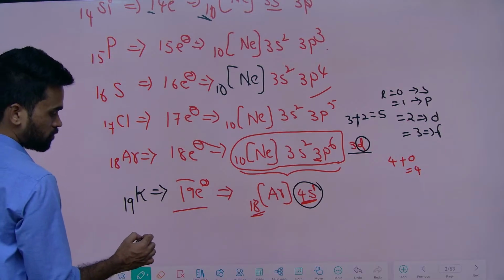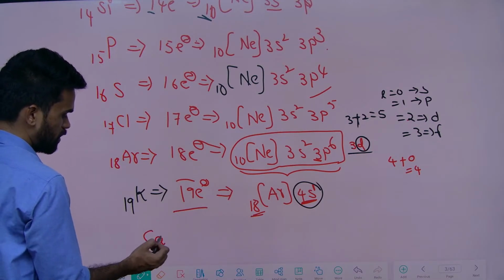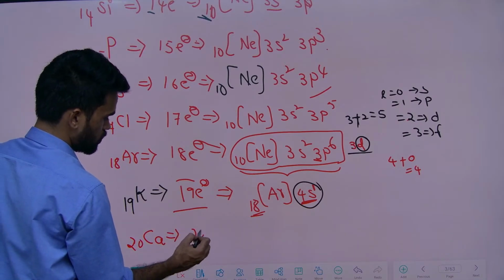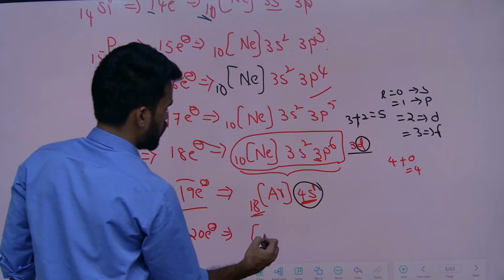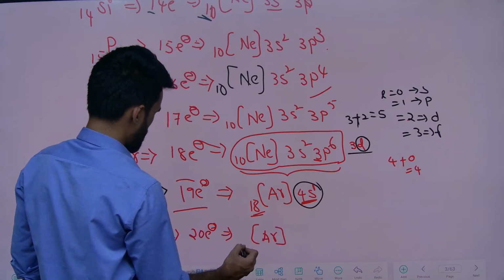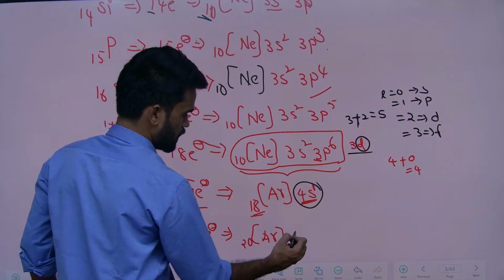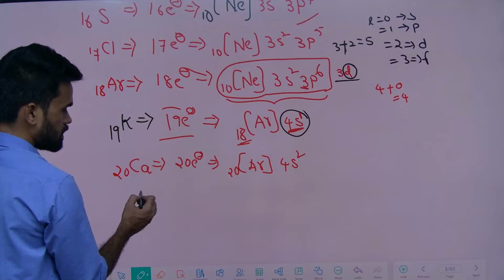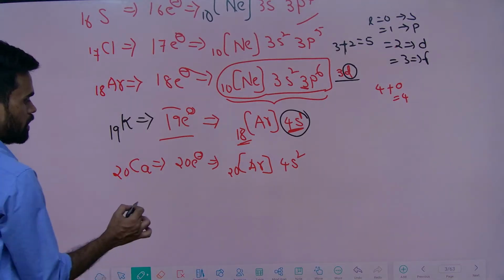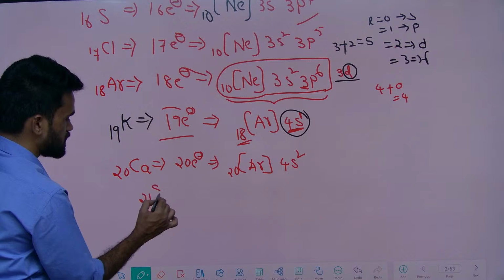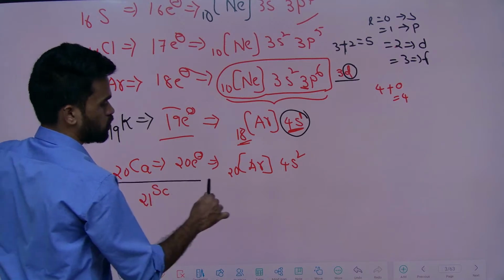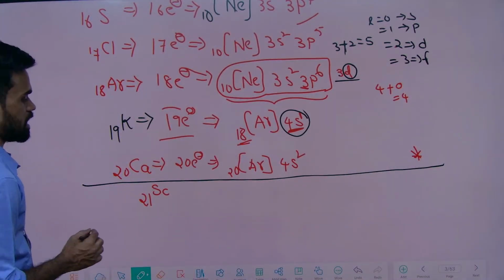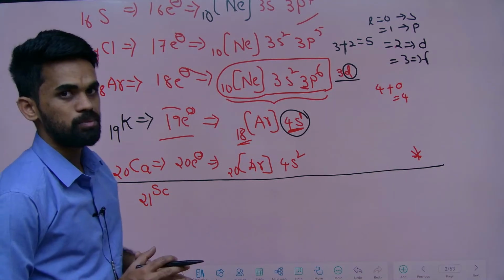Okay, next after potassium we have 20th element, calcium. Okay, so 20 electrons are there. So you can simply write argon 18, next 4s2. Okay, next after this let us fill up to 30 elements. Okay, after this 21st element is scandium. Okay, first knowing up to 20 is important now. Okay, next 21st element, this is scandium.